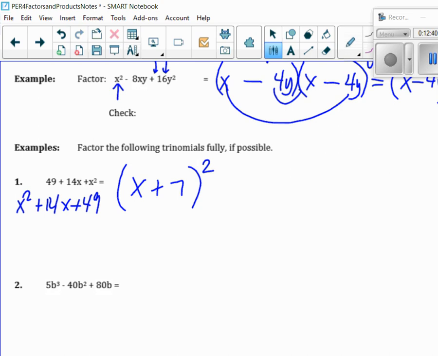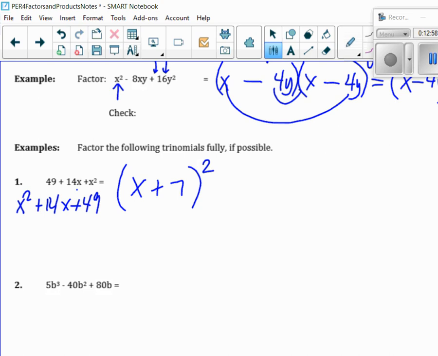So again, I'll repeat. The first term square rooted. The last term square rooted. The outer and the inner is the same, so that you have two of those. That gives you the middle term. Does that make sense? Okay. Next one.